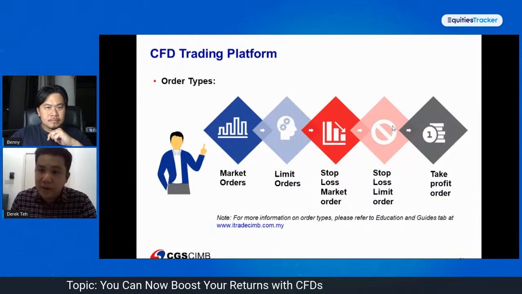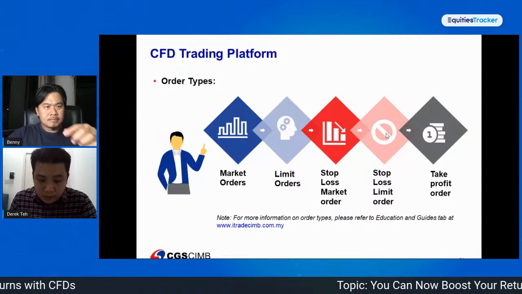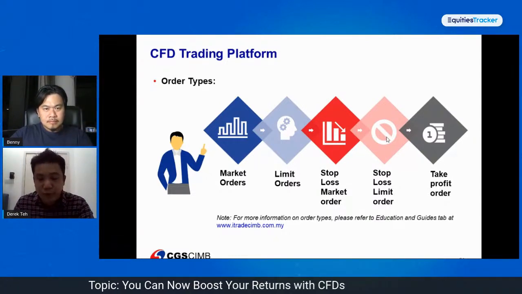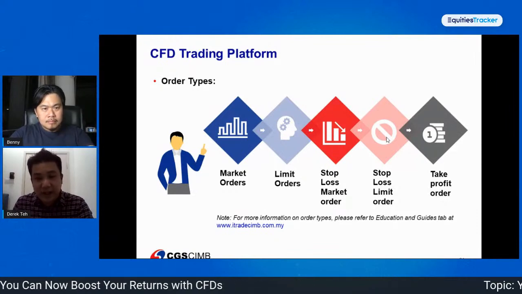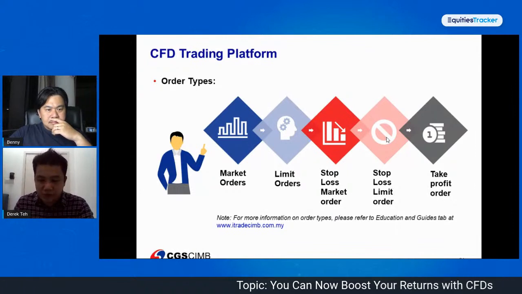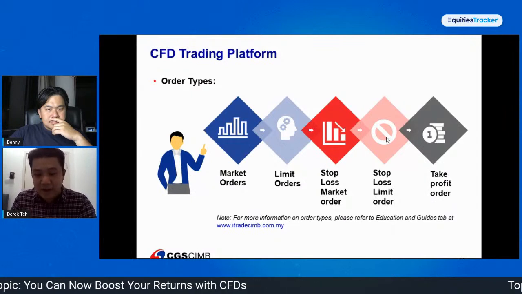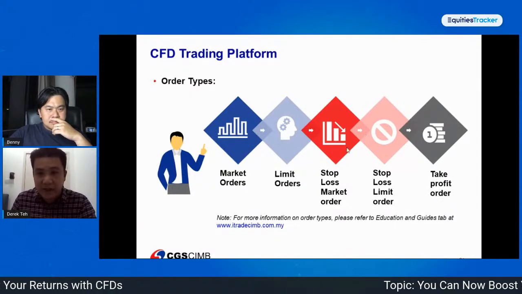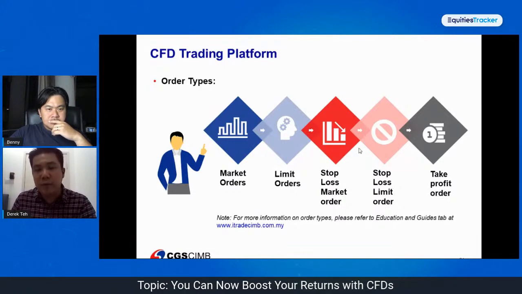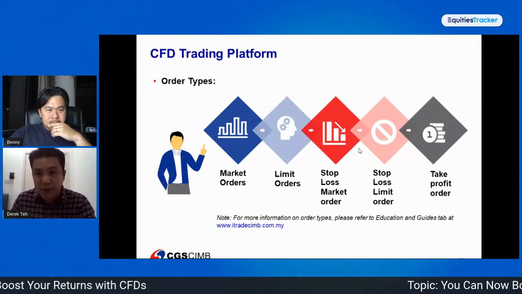So the next one will be a stop loss limit order. Okay, this stop loss limit order can be used to limit losses on a position if the market price moves in the opposite direction to the position. And stop orders are not guaranteed orders and depend on market volatility and liquidity. So you might not get your stop loss order filled. It will always depend on the market's volatility and liquidity.